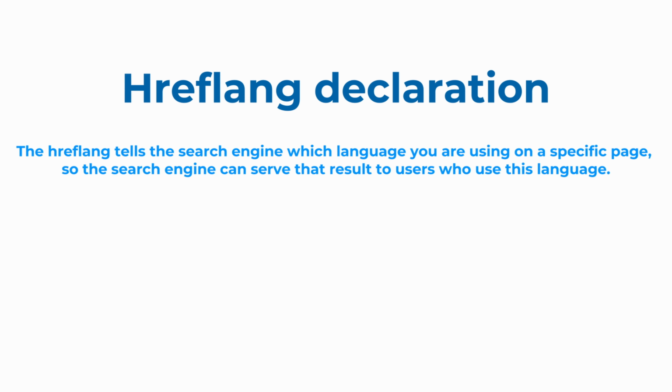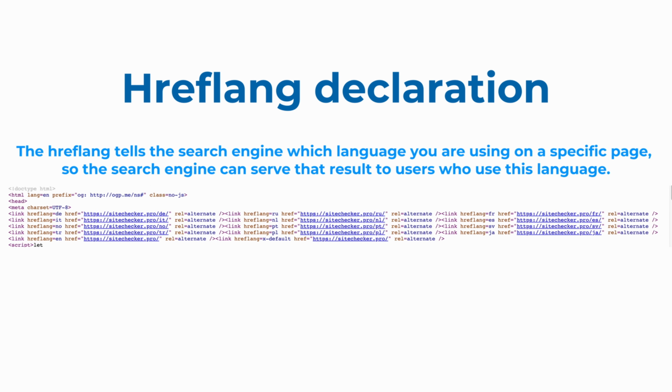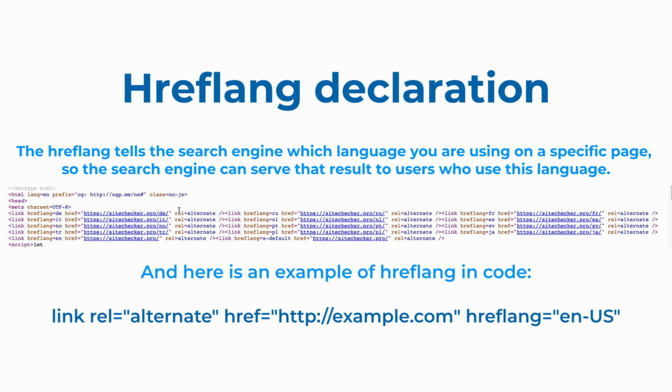The hreflang tells the search engine which language you're using on a specific page, so the search engine can serve that result to users in specific locations or people who use this language. And here you can see an example of how hreflang can look in code.